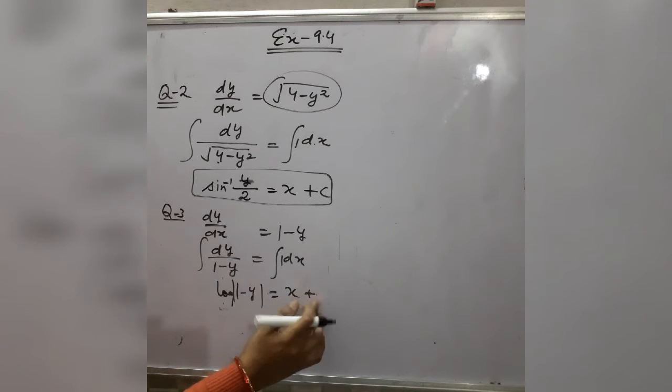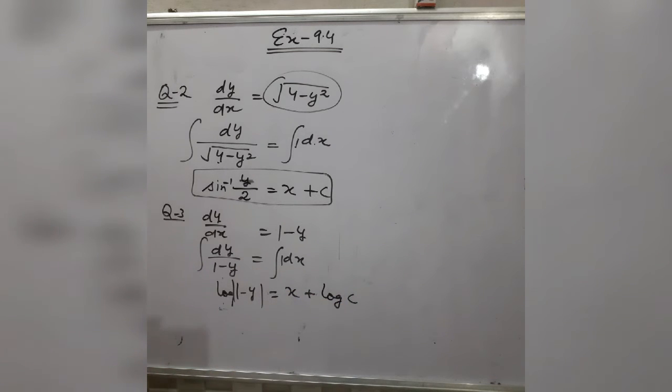this constant term c is written in the form of log. You can write down this c as log c, because c is a constant and log c is also a constant term. After that you can shift this log c on this side. After shifting it on this side, it becomes log c minus log c plus log (1 minus y) is equal to x, and all of you know that log m minus log n can be written as log m by n. So this is log of (1 minus y) by c is equal to x.